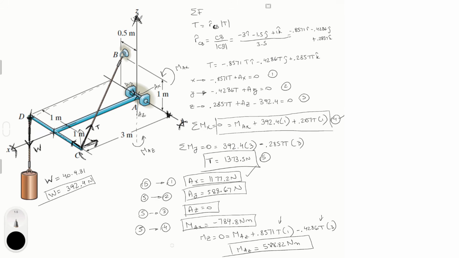So final answer: Ax is 1177.2, Ay is 588.67, and the reaction in z is 0. The reactive moment about the x-axis is negative 784.8. The fact that it's negative means that it's going in the opposite direction. And the reactive moment at C is 588.82, and it's positive, so it means that our initial assumption was correct. So final answer.